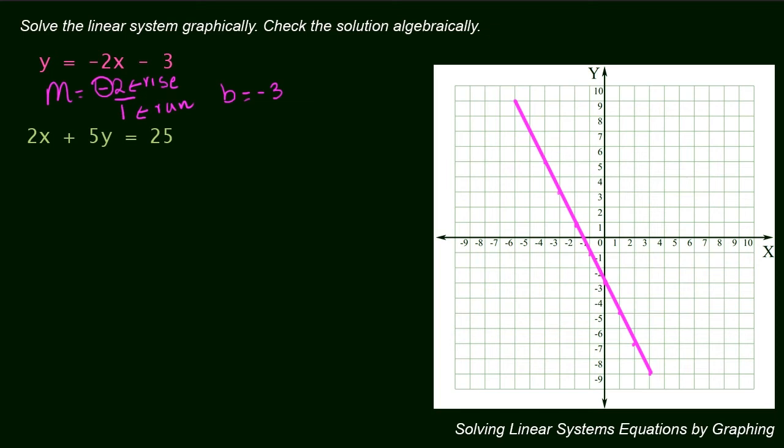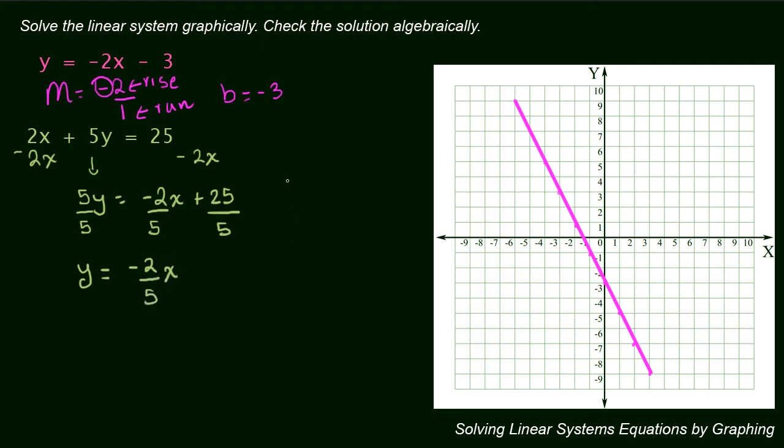Now for our second equation, we need to write this in slope-intercept form before we can graph it. Remember, slope-intercept form is y equals mx plus b. So start by subtracting 2x on both sides. I have positive 5y is equal to negative 2x plus 25. Isolate your y by dividing everything by 5 and simplifying the resulting equation. 5 divided by 5 is 1. 1 times y is y. Negative 2 over 5 x, and positive 25 divided by 5 is positive 5.